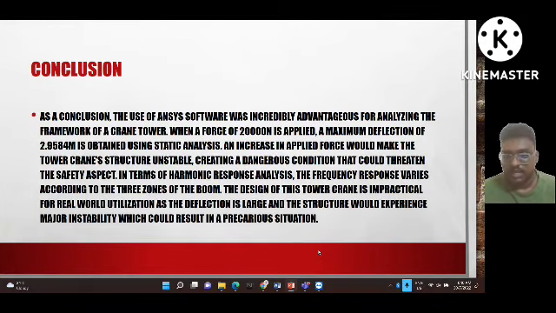safety aspect. In terms of harmonic response analysis, the frequency response varies according to the three zones of the boom. The design of this tower crane is impractical for real world utilization, as a deflection in a large structure would experience a major instability which could result in a precarious situation.